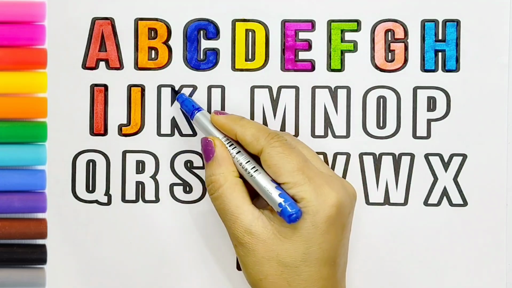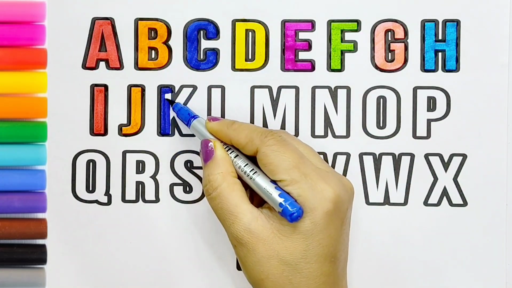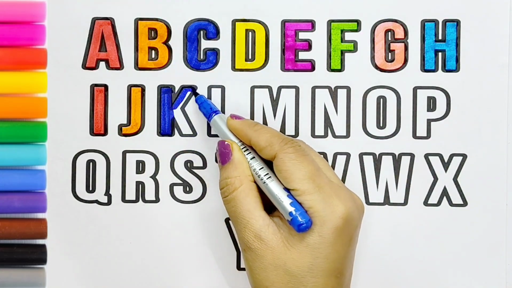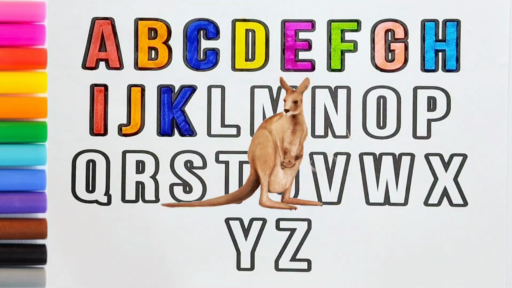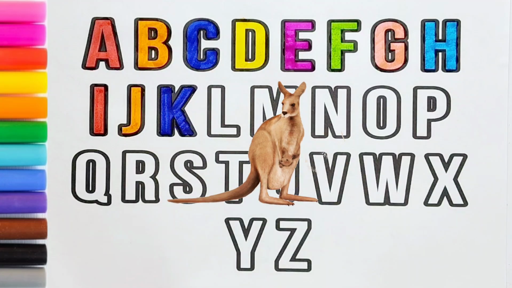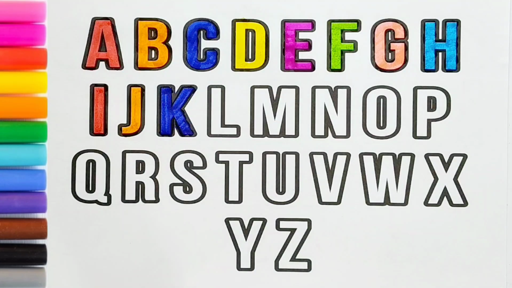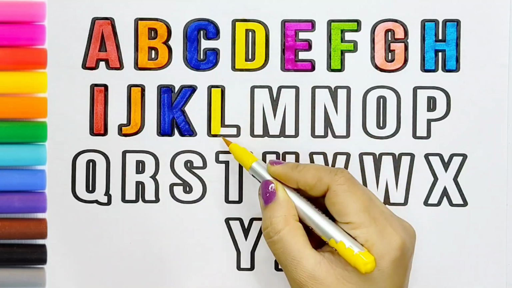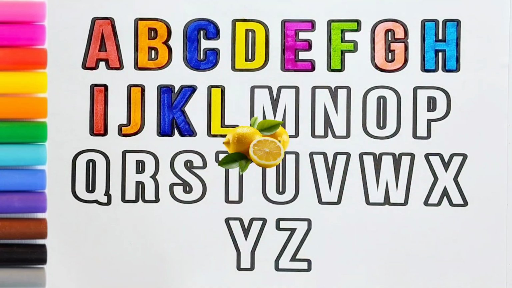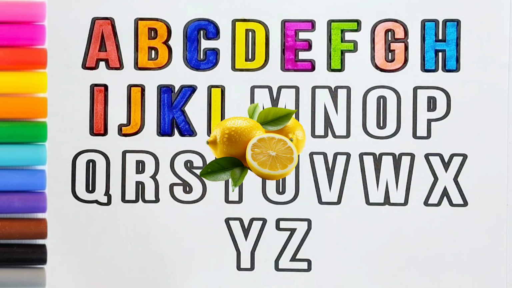Blue color K. K for kangaroo. Yellow color L. L for lemon.